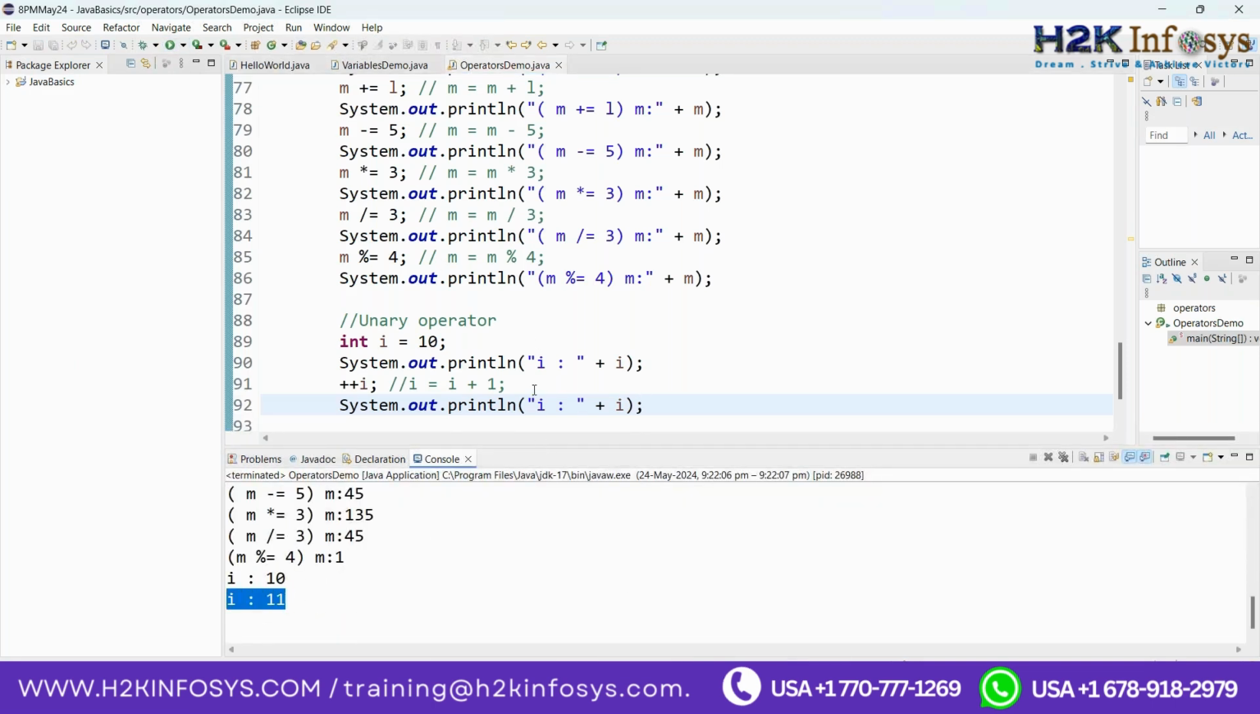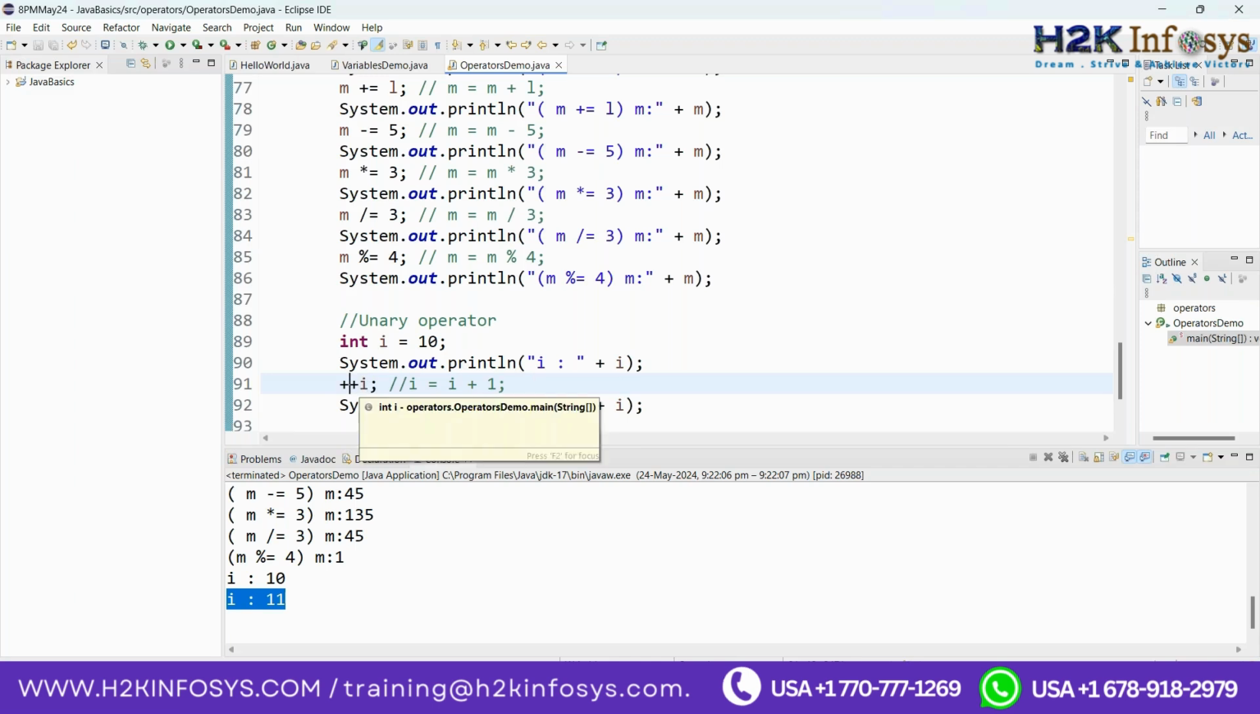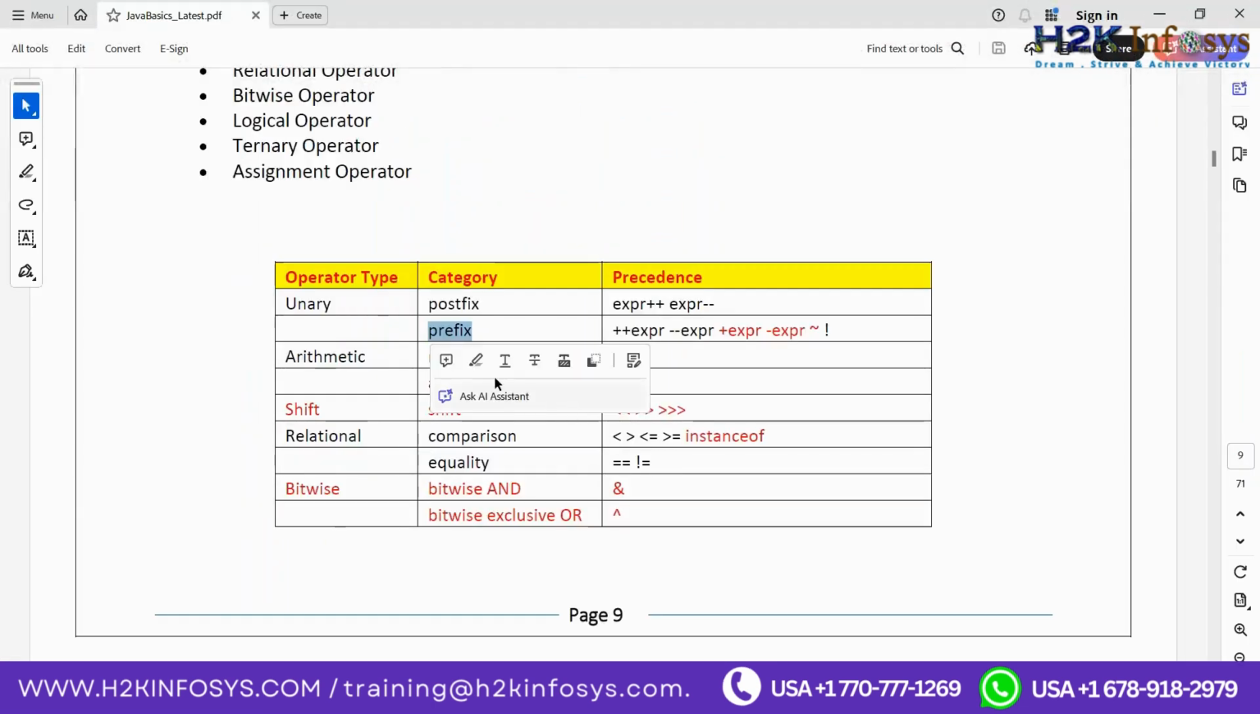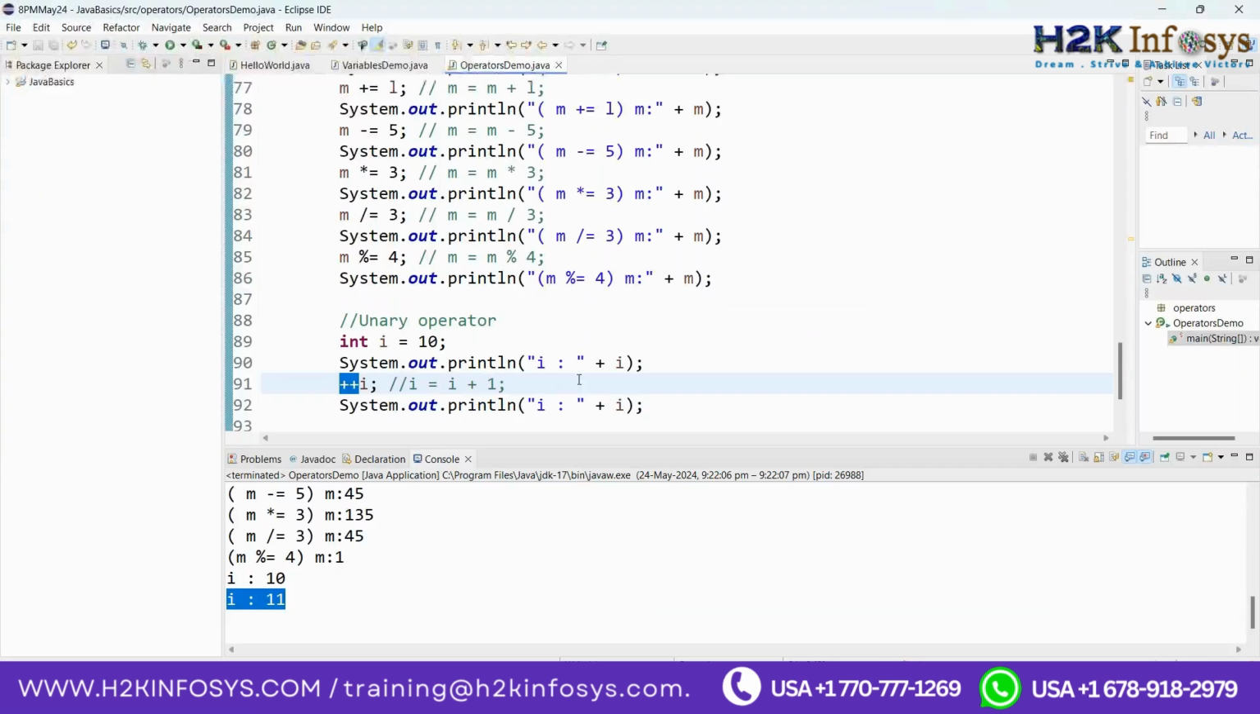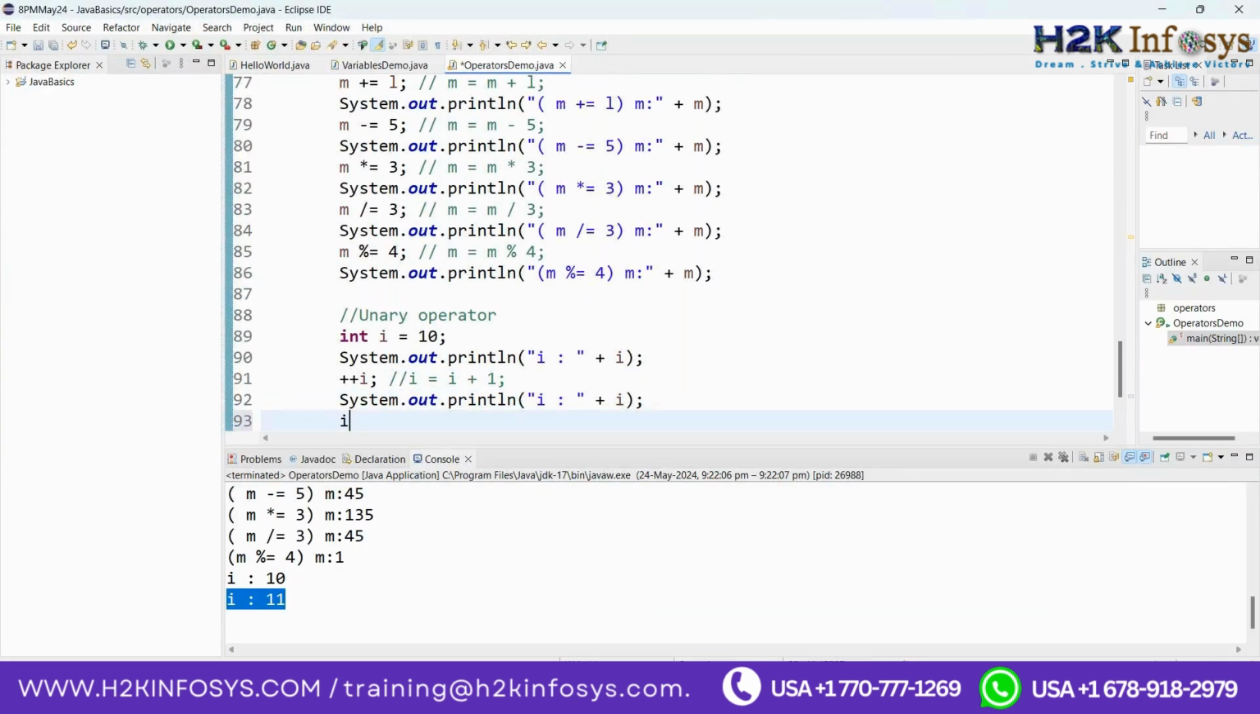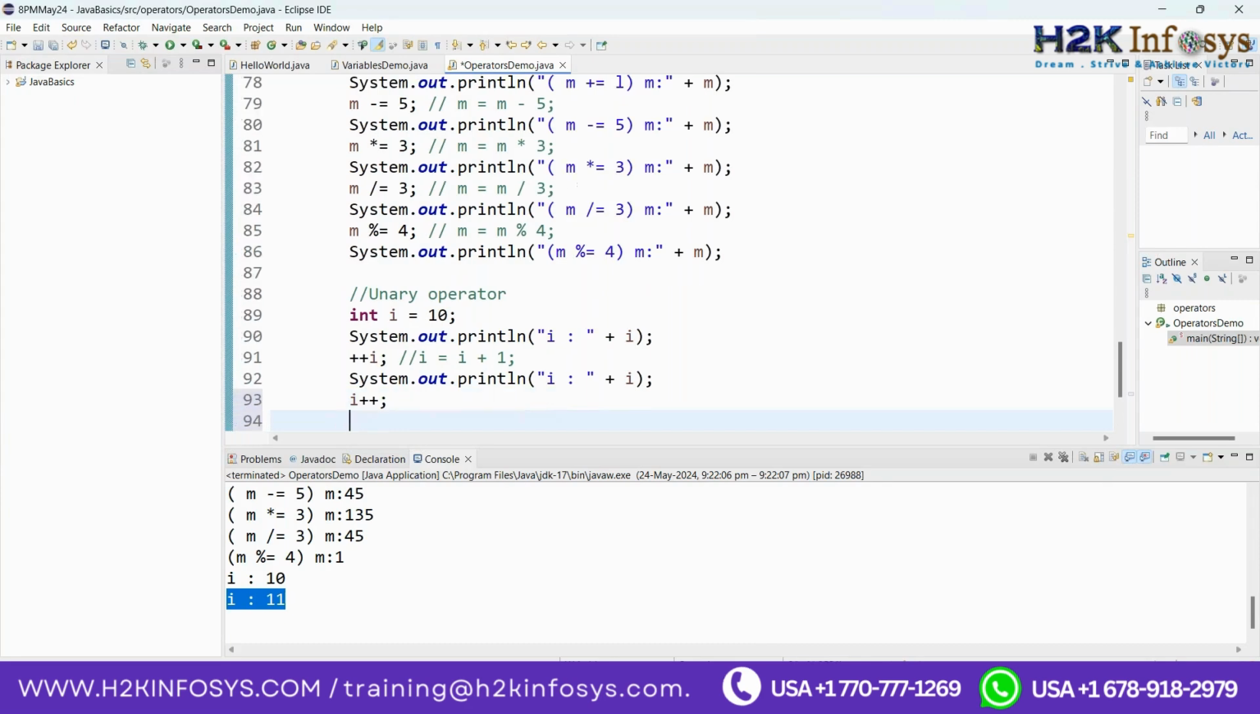This is called increment, and this increment operator is used before your operand or variable. This is called prefix. Now the same increment we could use like this also, and it has the same meaning. You may be getting a doubt: if it is the same, how come we have two operators? Don't worry, I will explain that.